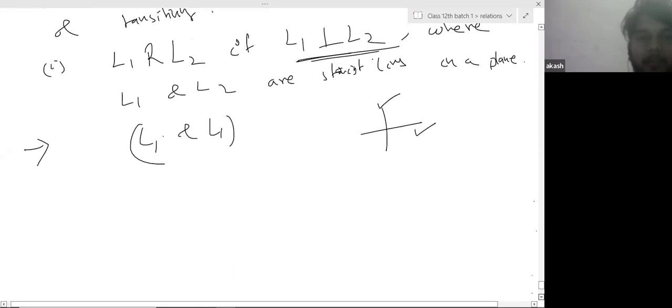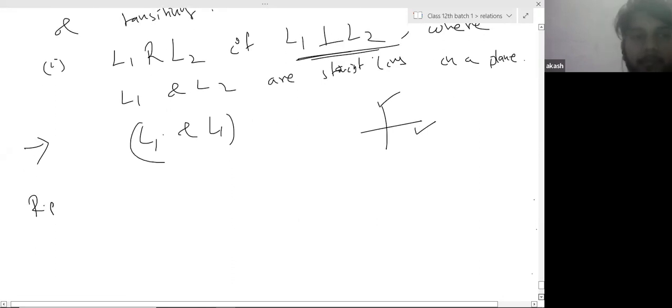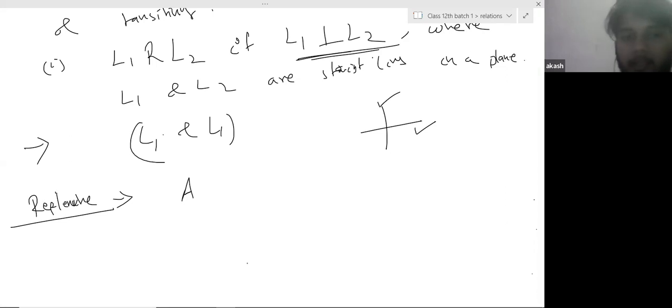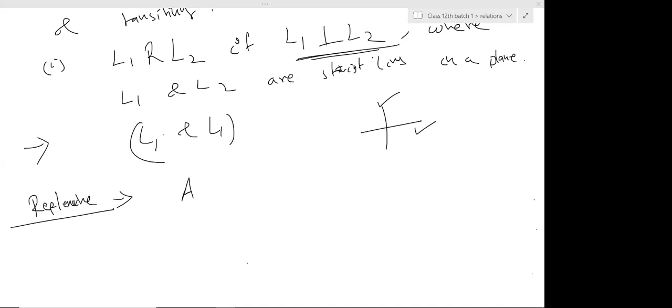For transitive, you can simply write: if L1 is perpendicular to L2 and L2 is perpendicular to a third line L3, but L1 is not perpendicular to L3. It can be parallel but not perpendicular. So it's not transitive, right? You have to write that only, whatever you said. If you write that much, then you will get full marks. All right.